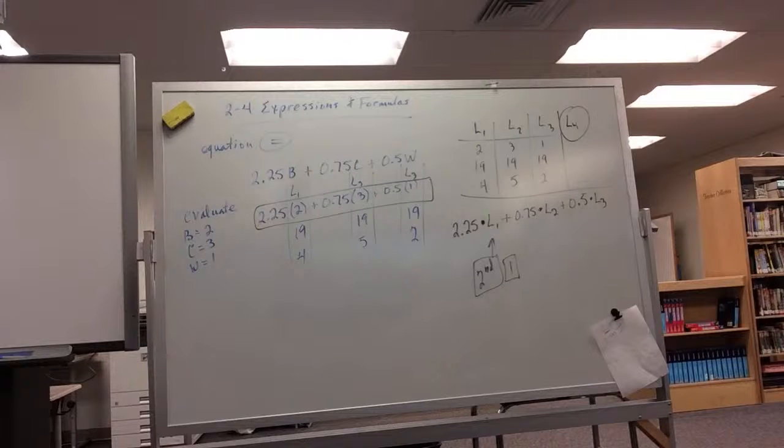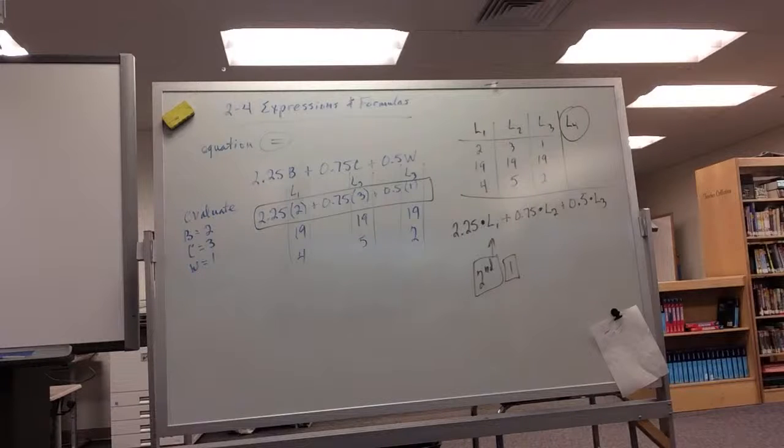Times L3. Wait, no, we would have to put the others. 2.25 times L3, 0.5, and then L3. Now hit enter. There. Calculate. Do you have it? Yeah, then 2.25, et cetera. And then all you do is hit enter when you're done.